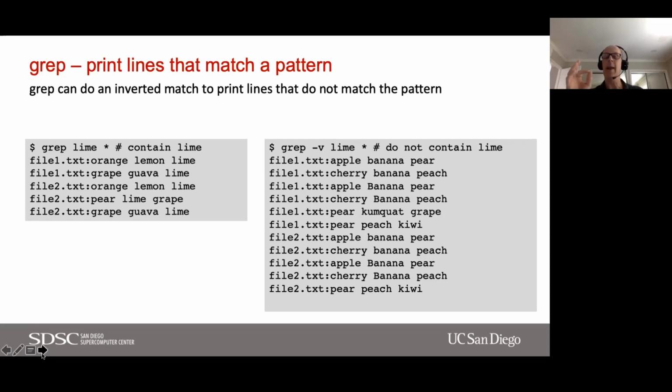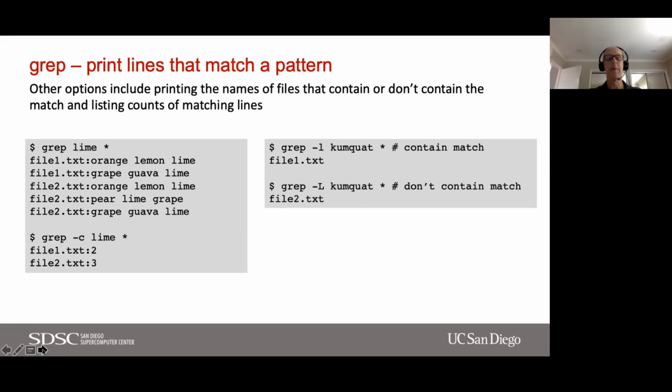Now, if I want to get all of the lines that do not contain the match, I could use the -v flag in order to invert the search. And now if you look at the results, you'll see that my output is all of the lines that do not contain a lime.